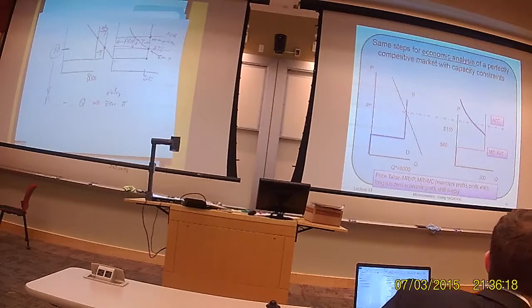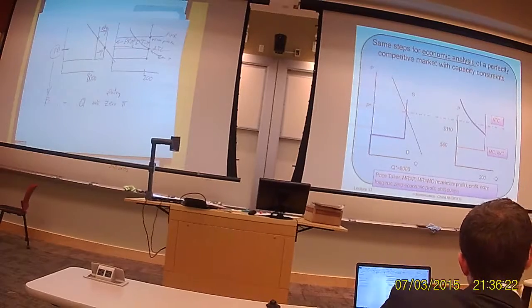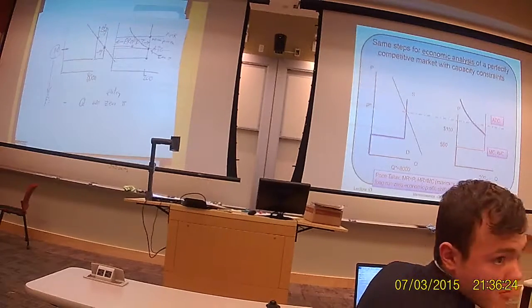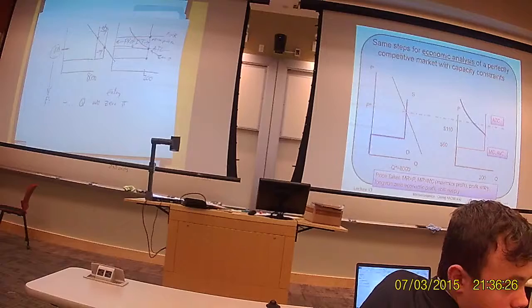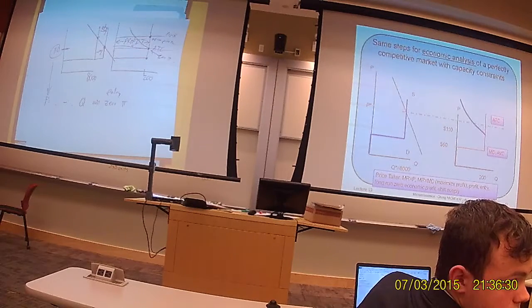What about the MR equals MC thing that he was talking about for this graph, and how it's different, like it's related differently? How?